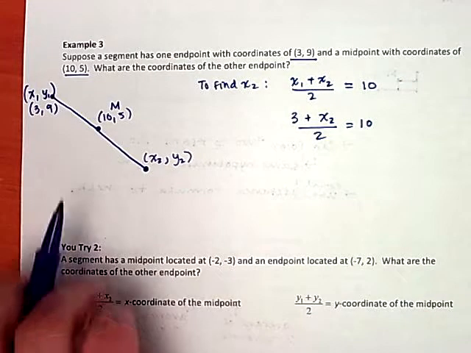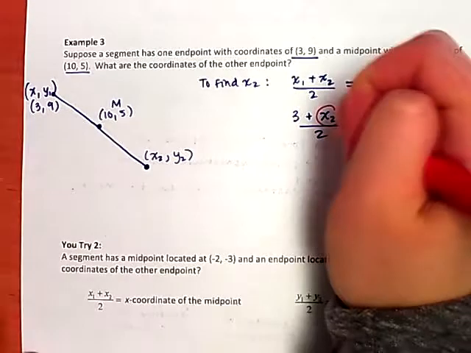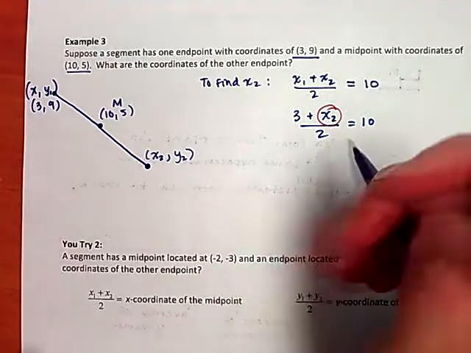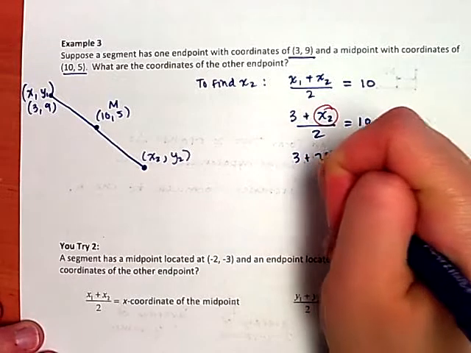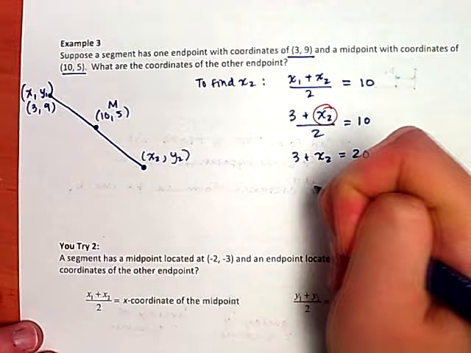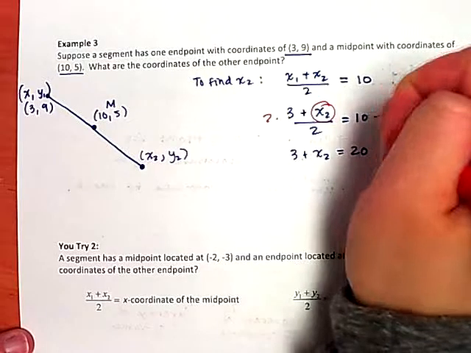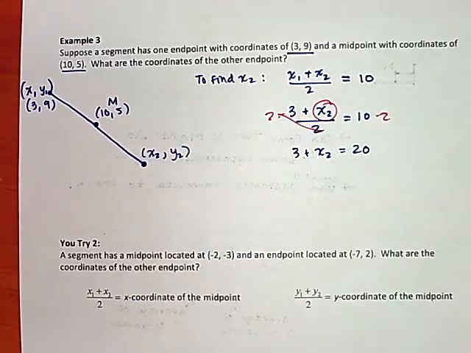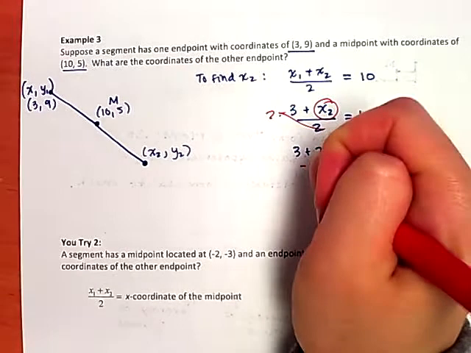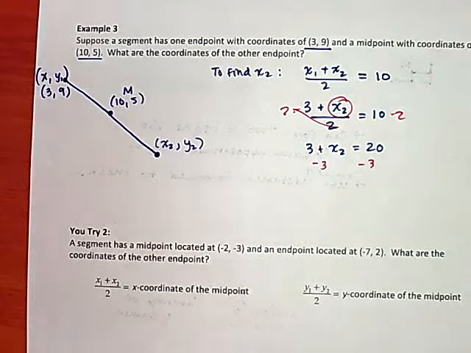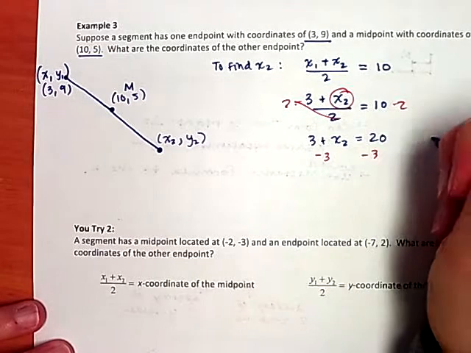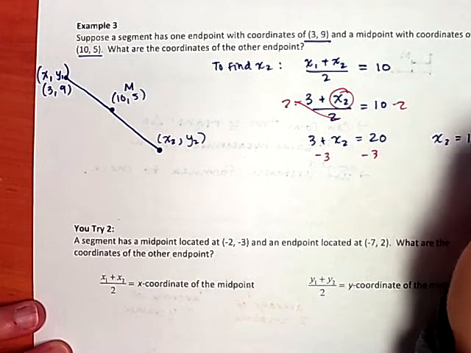If I want to get x2 by itself, I would multiply both sides by 2, so I get 3 plus x2 is equal to 20. The step I didn't show, but I'll show it, is times 2 here to cancel out that 2 on the bottom. Then I would subtract 3, and I get x2 must equal 17.